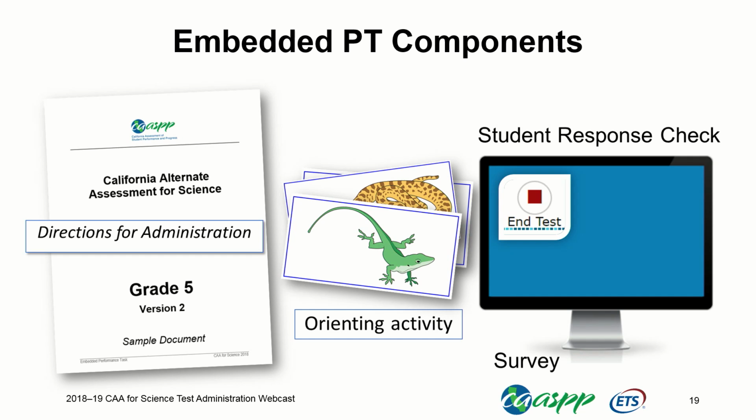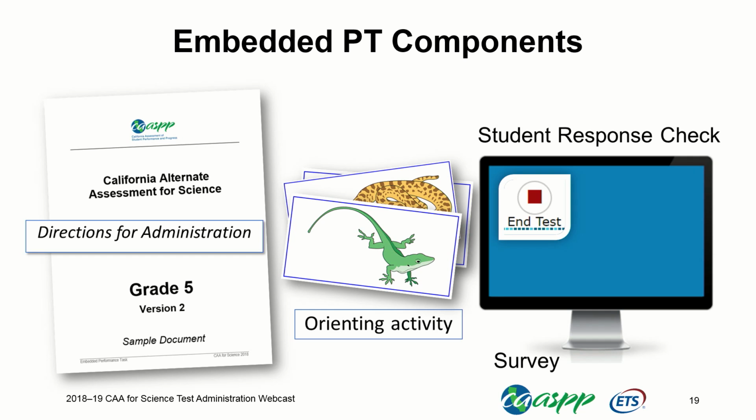The embedded PT will have 2 orienting activities that are explained within the DFA, and those orienting activities, again, are intended to engage the student with the science concepts that they're about to be tested on. Each activity will be followed by 5 test questions that correspond to that specific orienting activity.